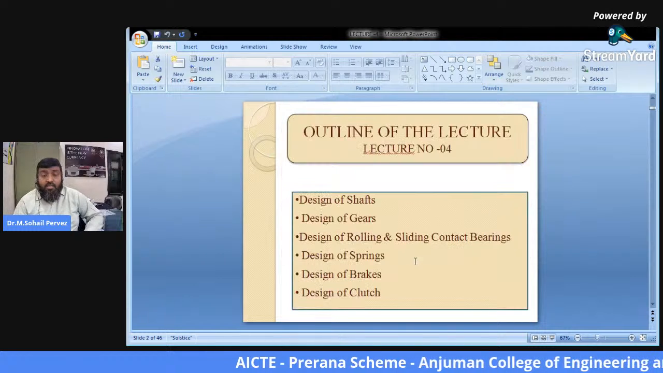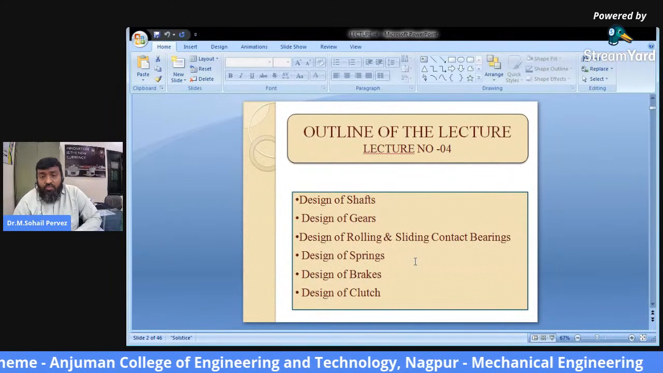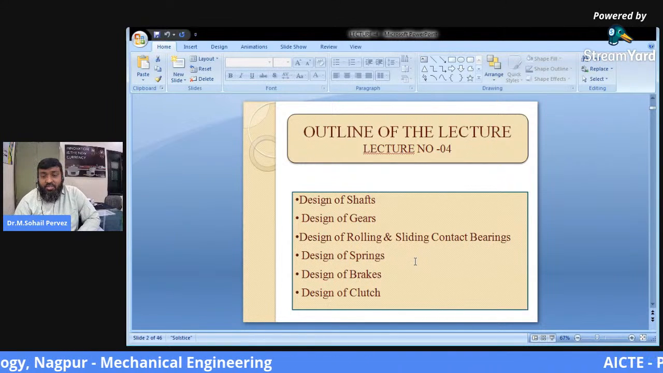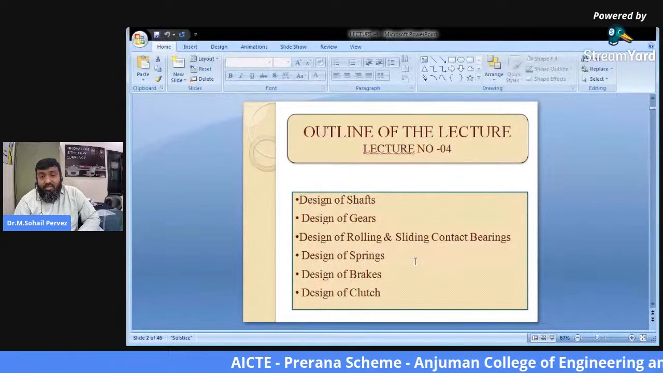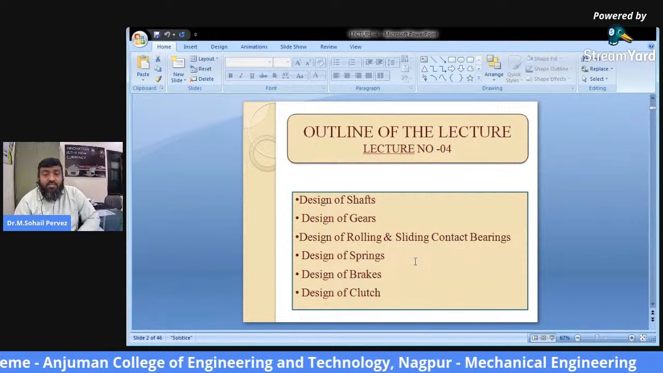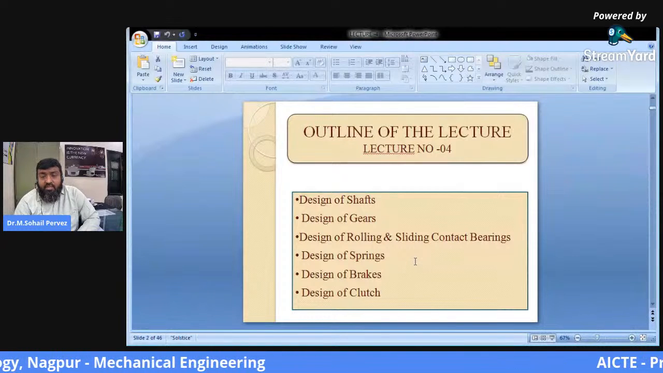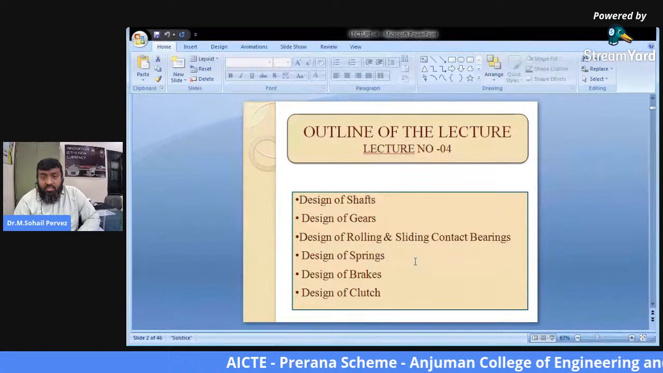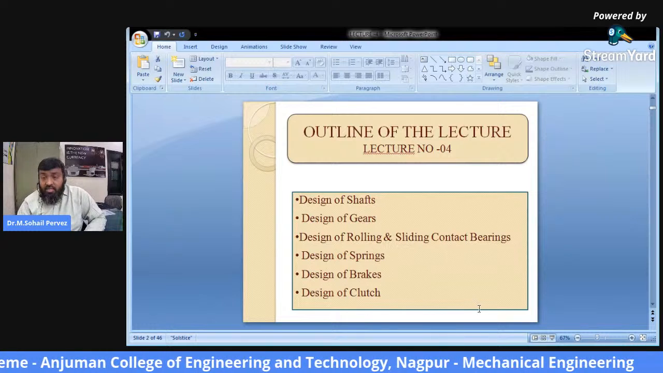So as far as today's lecture is concerned, we are inclined to go for a large number of mechanical components, wherein shaft, gears, bearings, springs, brakes, and clutch. All these are the most important part of any mechanical design system. Up till now, what we have seen were the joints, fatigue design, static loading, fatigue loading, and the joints which we have discussed right now. And the last element is shaft. So we'll start with the shaft.